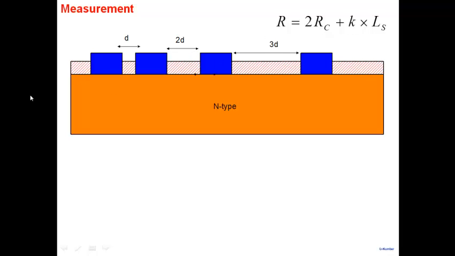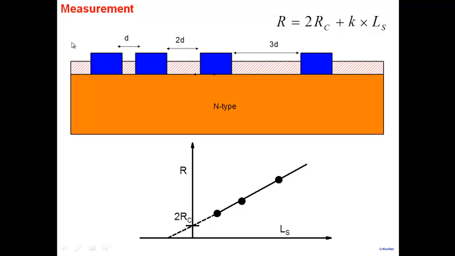So you know that now if I measure R between these two, R between these two, and R between these two, what is happening is this part is remaining constant and this part is increasing. And therefore, all I need to do is measure R as a function of length here, length of the semiconductor between the two contacts here, LS here. So this is for D, this is 2D, this is 3D here. I measure it, I plot it out, and this one gives me 2 RC. Okay, so the intercept on the y-axis gives me twice the contact resistance here, and therefore I know how much is the contact resistance.